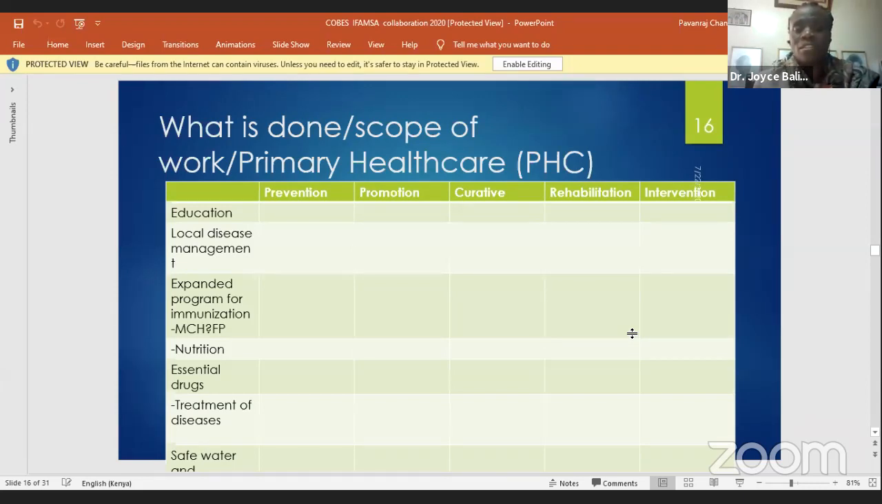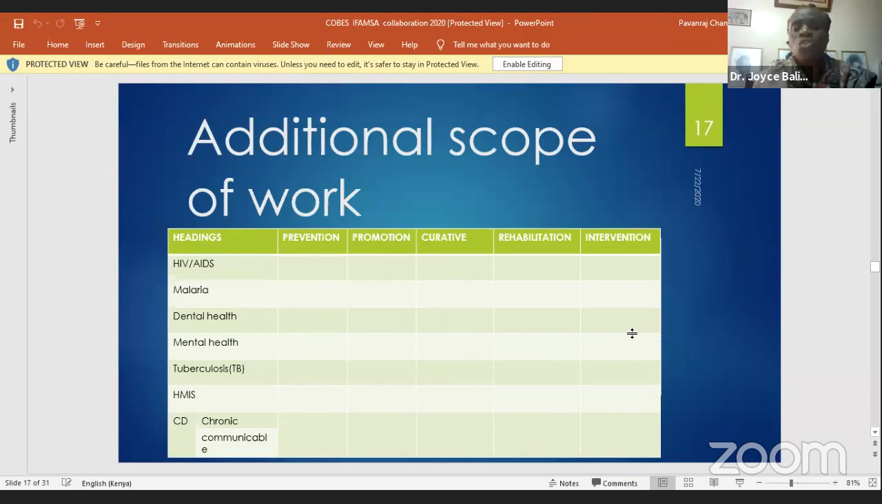Next slide, please. We have to also address HIV and AIDS. We have to address malaria. We have to address dental health. We have to address mental health. We have to address TB, our health management information systems. We have to also address the CDs. Now CDs have two arms, chronic and communicable diseases. Our healthcare professionals, regardless of program, must do all that research-wise.